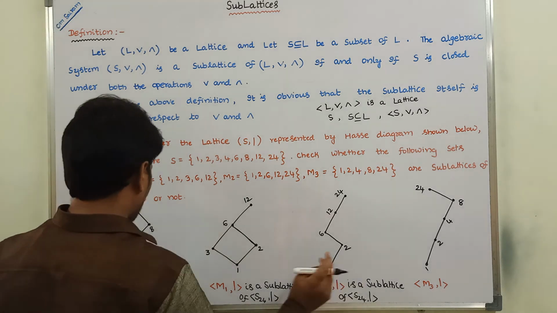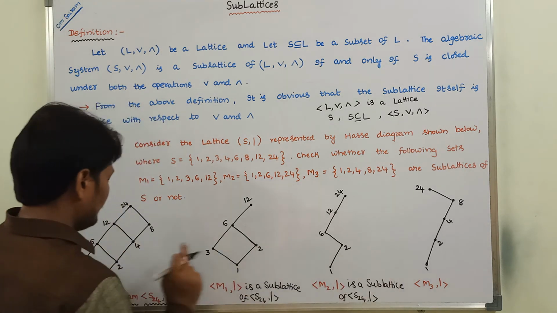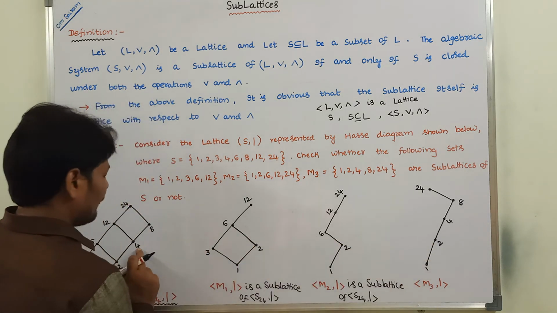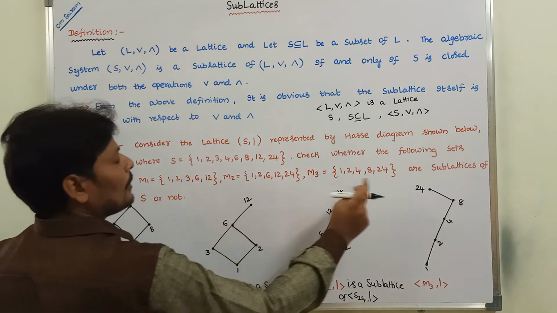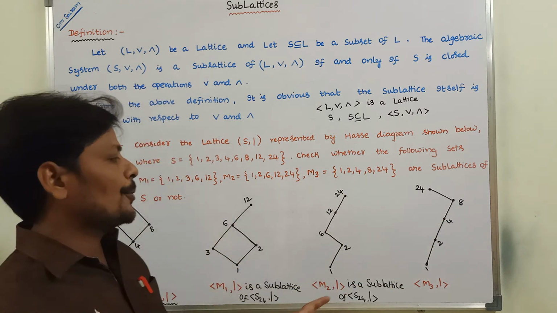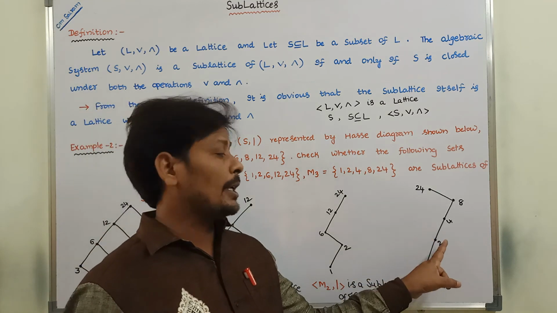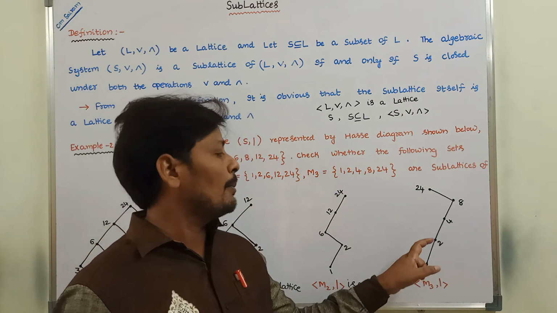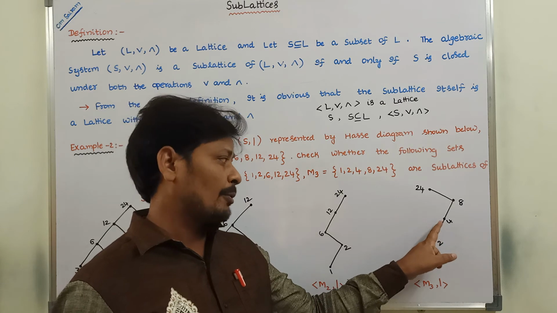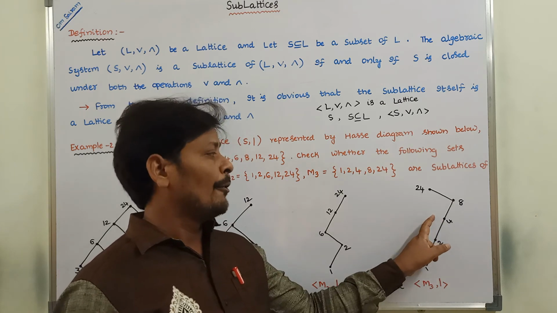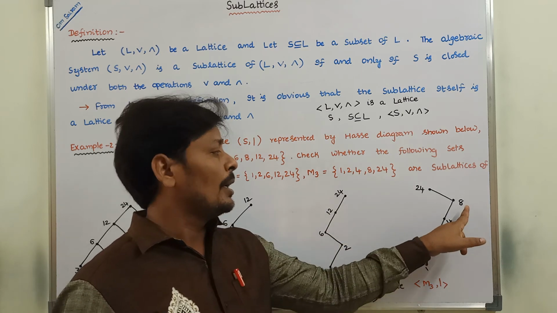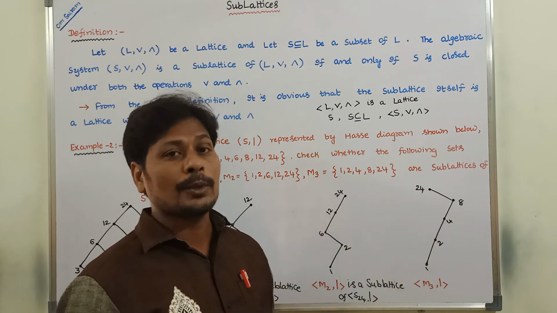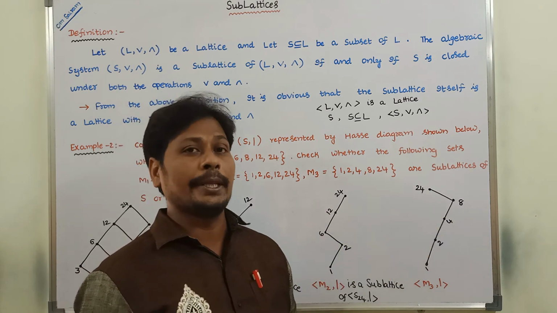Okay, so here I am taking 1, 2, 4, 8, 24. 1 divides 2, so we have to draw the edge between them. 2 divides 4, so we draw the edge between them. 4 divides 8, so we draw the edge between them. 8 divides 24, so we draw the edge between them.